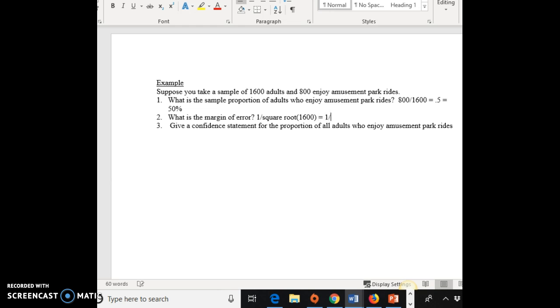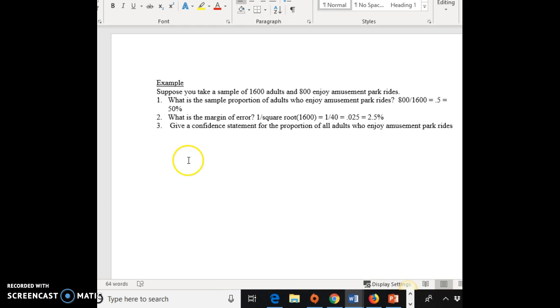Now the square root of 1,600 is actually 40, and you can do that in your calculator. And if we change 1 over 40 into a decimal, it's 0.025. So our margin of error as a proportion is 0.025. Or if we feel more comfortable using percentages, move that decimal place 2 places, and our margin of error as a percentage is 2.5%.